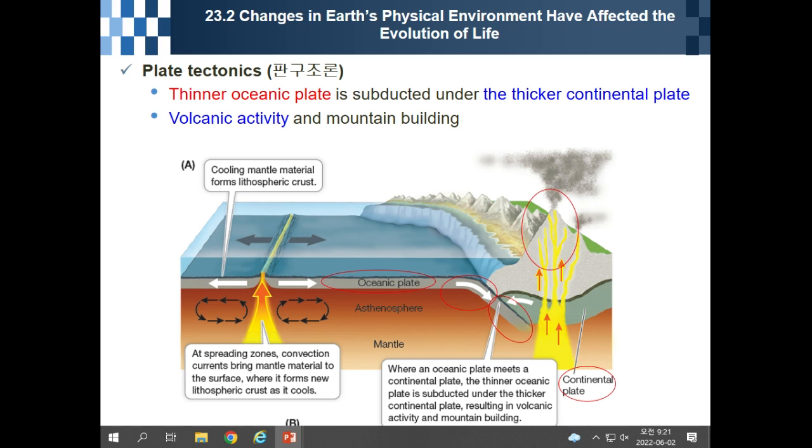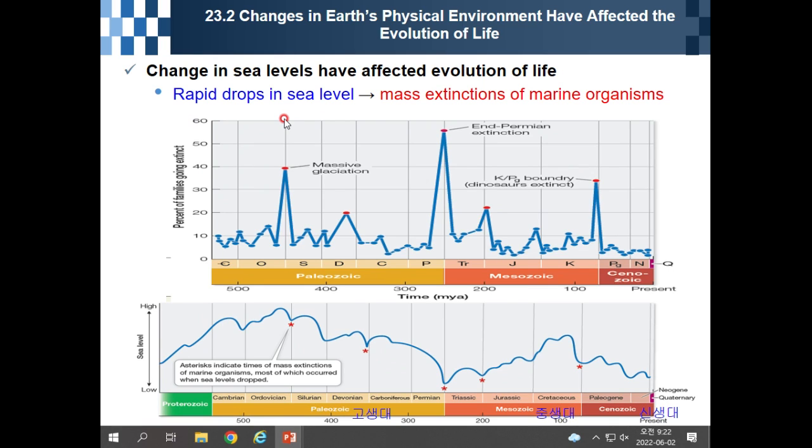Japan is located around here. Japan always has volcanoes and earthquakes. And also Hawaii. Hawaii is also located around this region, and Hawaii still has volcanoes happening right now. These changes have effects, for example, volcanic activities. We will see that later.